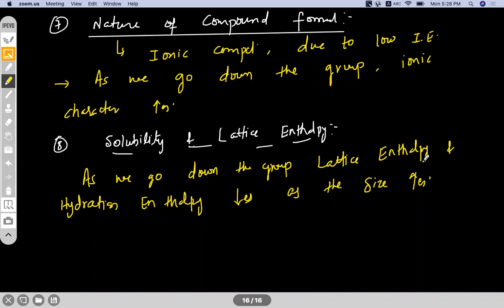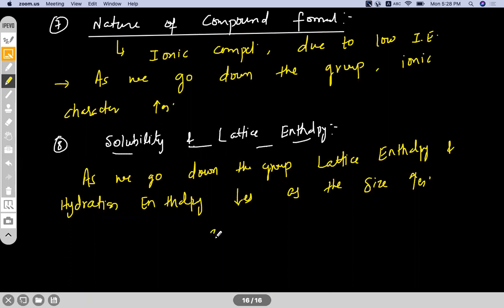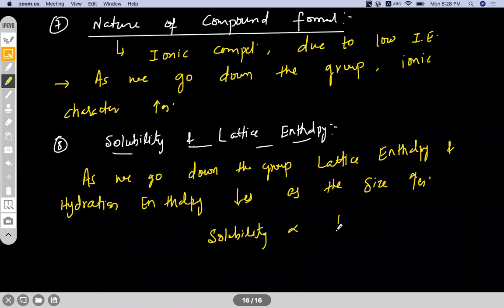So if lattice energy decreases, what does this mean? Solubility increases. So solubility is inversely related to lattice energy. More lattice energy means it is more difficult to break the bond, and hence solubility will be less.